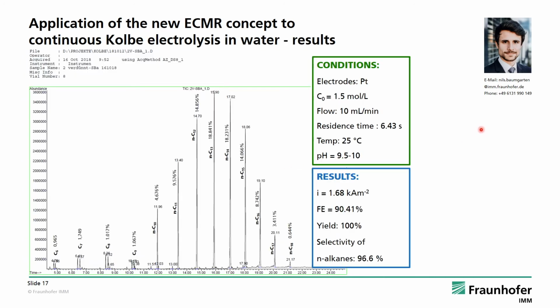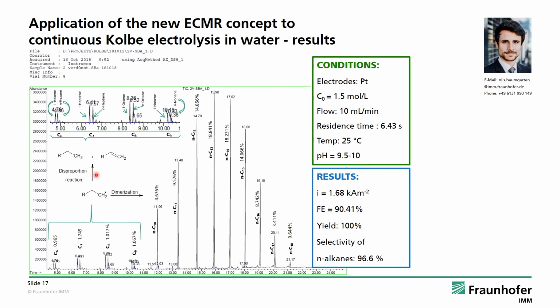So the GCMS analysis shows high selectivity for N-alkanes, almost 100%, and small amounts of disproportionated products. These olefins and alkanes here are coming from the disproportionation reaction, and we could not detect any non-Kolbe products. That means, although we are performing this reaction in a basic environment, which according to literature would prefer the building of non-Kolbe products, that means alcohols, esters or large amounts of olefins, we are able to only get Kolbe products.